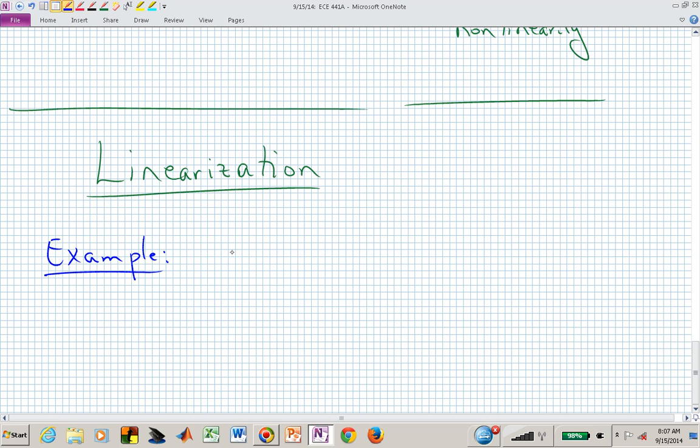Suppose that somebody gives you the following, or you observe the following behavior. You look at the first derivative of a variable, let's say your state variable, and you compare that with 2x squared, and that's actually equal to the input maybe that you've applied to the system.